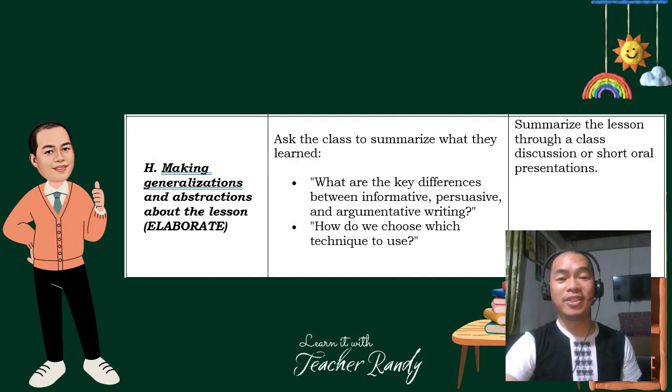H is making generalizations and abstractions, which belongs to Elaborate. The second Elaborate phase focuses on abstracting the learned concepts and drawing conclusions. This step strengthens the understanding of how the parts fit into a cohesive whole. In this lesson, students summarize key points about the purpose and use of the three techniques. The teacher ensures they can generalize the concepts to new situations, emphasizing the flexibility of these writing skills.